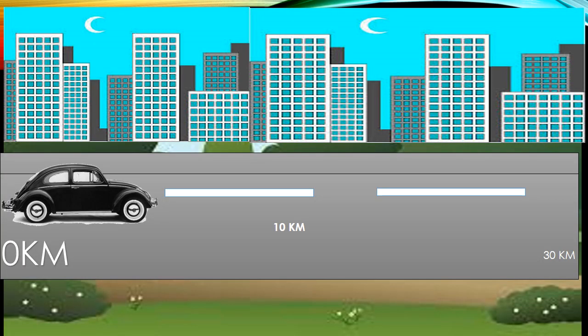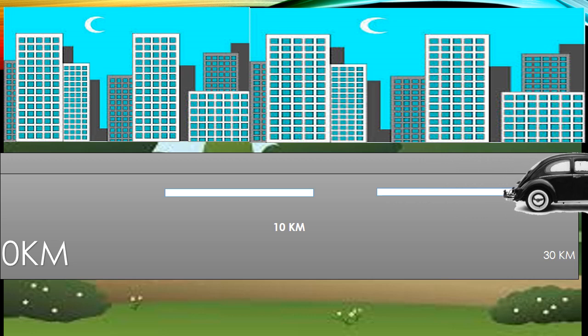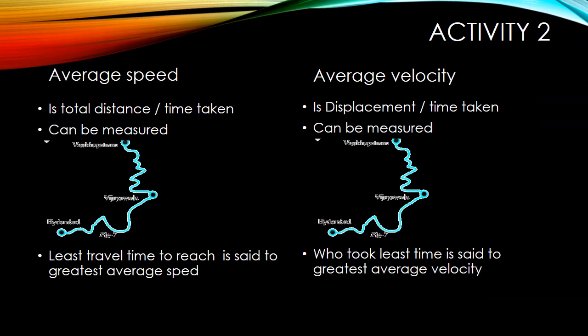Let us observe with a motion. Here a car travels from 0 to 10 kilometers with one speed and 10 to 30 kilometers with another speed. But what is the total distance traveled? 30 kilometers. And if you add those two timings, the total time, then we can calculate the average speed. So total distance by time taken will give you the average speed. So it can be measured.